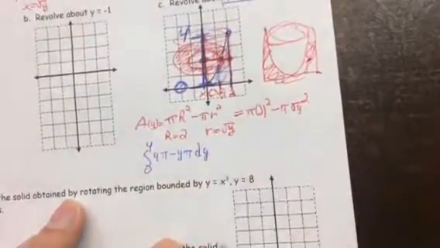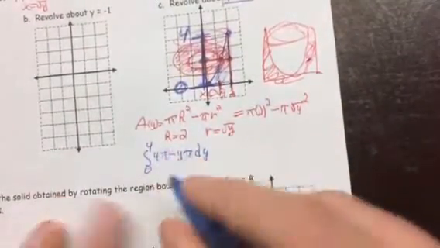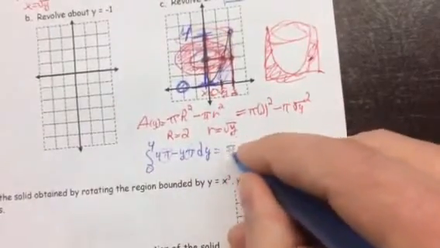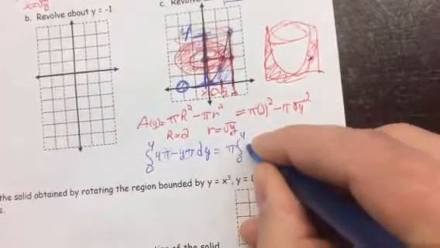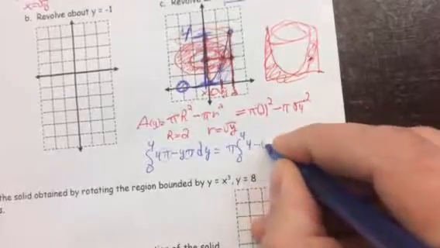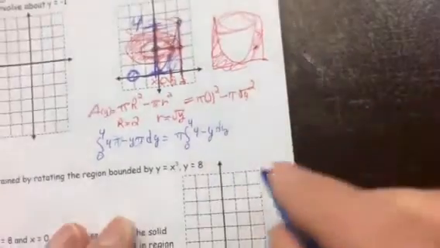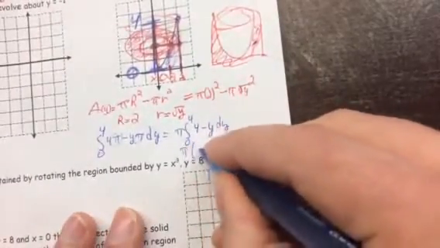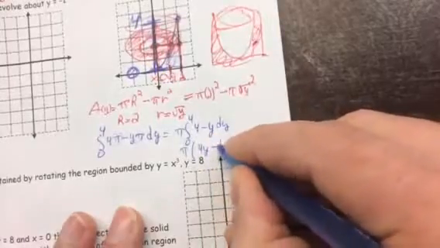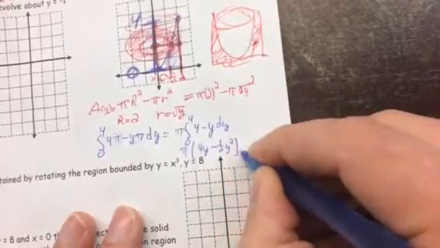This is dy. When there's a pi, you can factor that out. So it's just pi times the integral from 0 to 4 of 4 minus y dy. This is pi times 4y minus 1/2 y squared from 0 to 4.